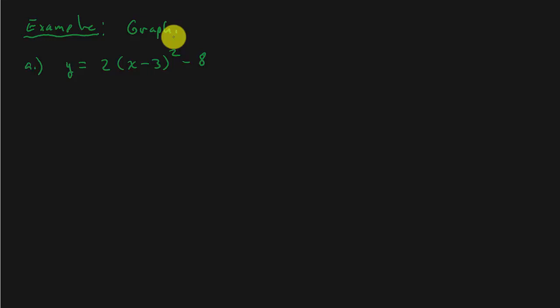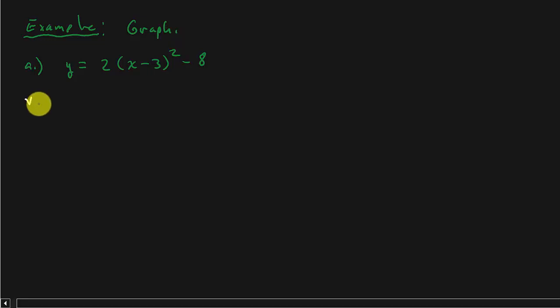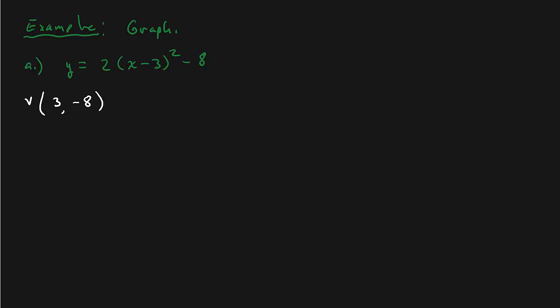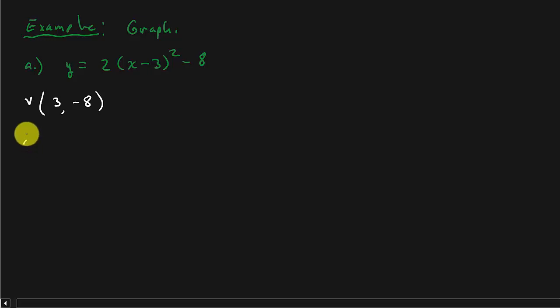Okay. So first thing, we've got vertex. So the vertex is 3, -8. So that's easy. It's in this form, HK. Remember, H has the opposite sign, K has the same sign. All right, so now let's find the x and y intercepts, which we worked a couple of problems like that earlier. So let's go ahead and find our x-intercept.